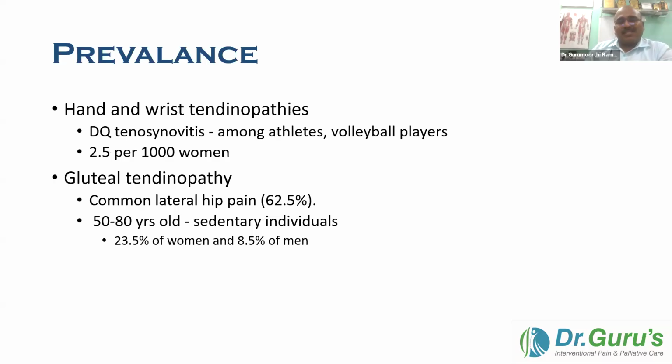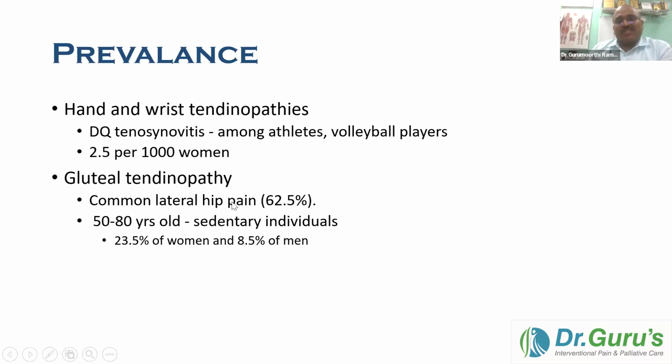Coming to the hand and wrist, De Quervain tenosynovitis is more common in athletes. I think those who are involved in cooking activities, cooks who are doing bidi rolling, they are bidi rollers, so they will be using the thumb. They have more predominance of De Quervain tenosynovitis. It's more common among women, though it doesn't mean it is uncommon in men. It is around 2.5 per 1,000 women.